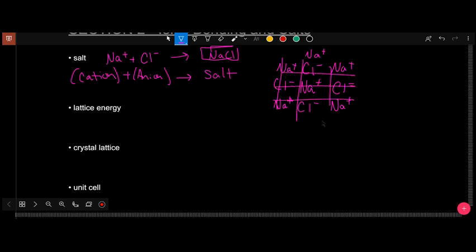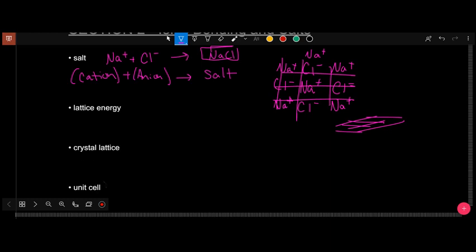Now 3-dimensionally, if you think about a lattice, it looks something like that. Okay, it's an ugly lattice, but you know what I mean. So a crystal lattice is the lattice that is forming from this bond. So when that sodium is bonding the chloride, it's going to make the shape of a crystal lattice when you have it repeating.